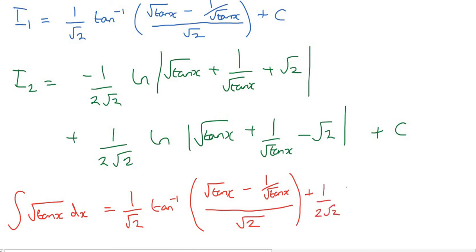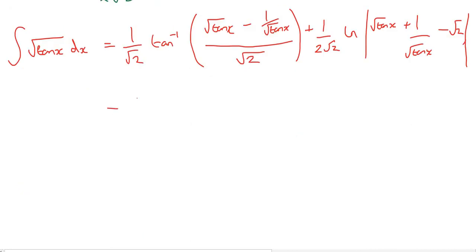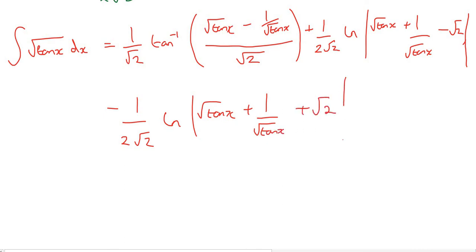So 1 over 2 root 2, natural log of square root tan x plus 1 over the square root tan x minus root 2. And finally, minus 1 over 2 root 2, natural log of square root of tan x plus 1 over the square root of tan x plus the square root of 2, and don't forget that plus C right at the end. So guys, we've done it. It took a while, but we finally got there. This is how you integrate the square root of tan x.